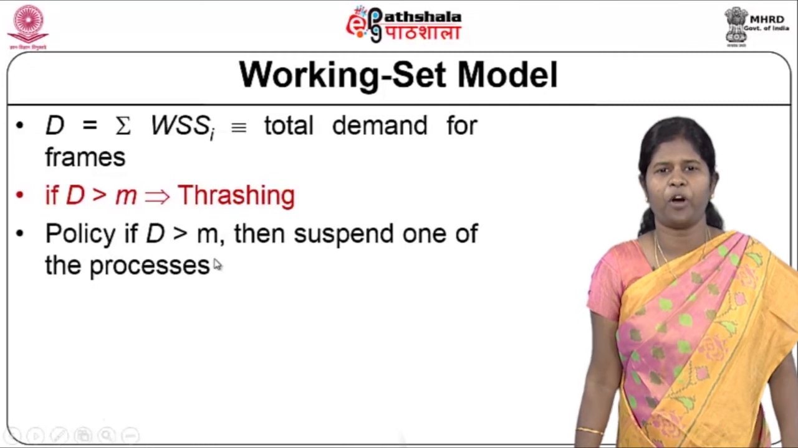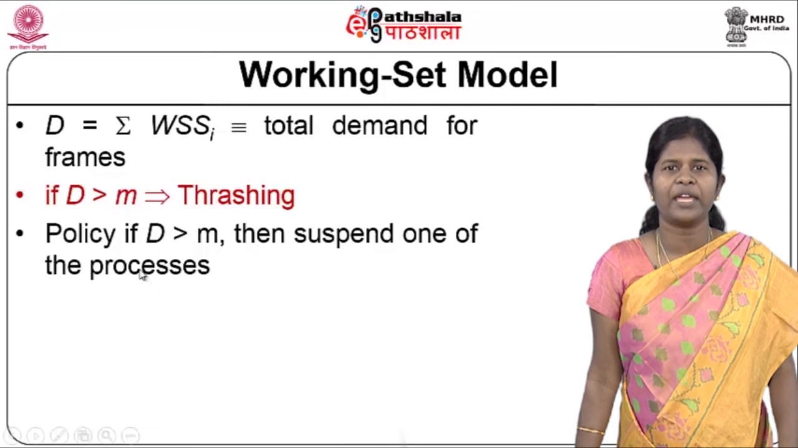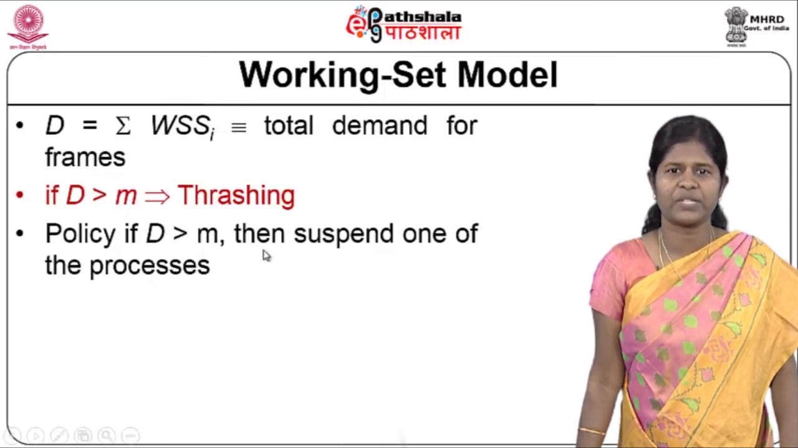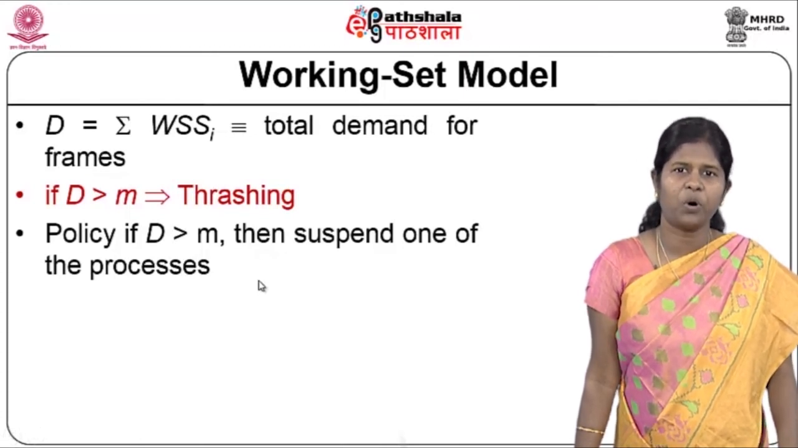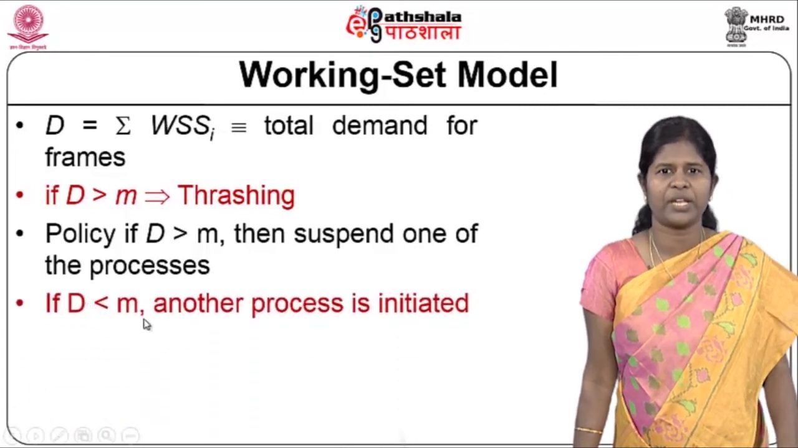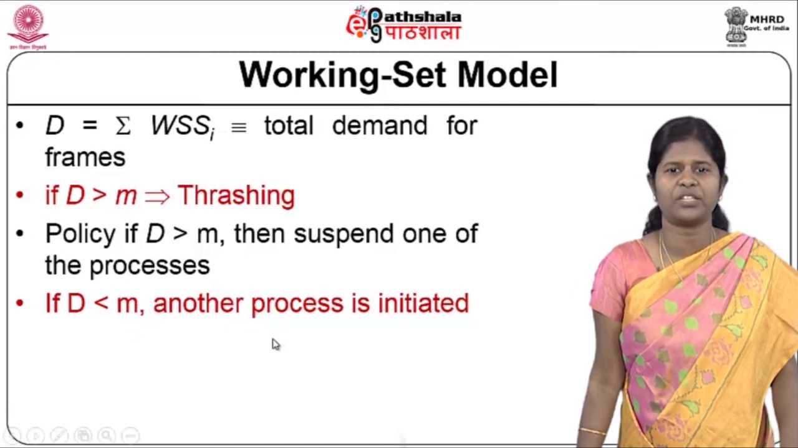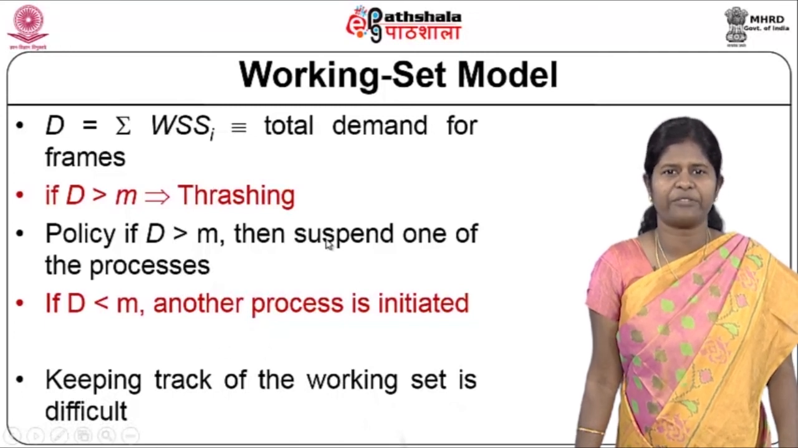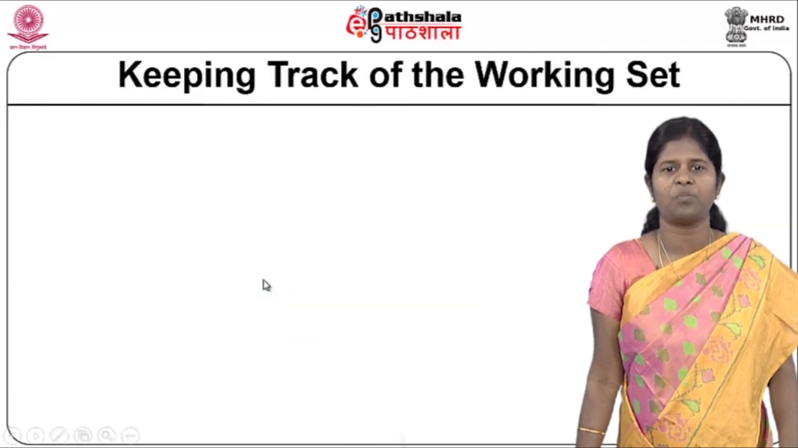So, how to overcome thrashing in this working set model? If the demand goes greater than the total number of frames, then you suspend one of the processes so that you will have more free frames and more space for the other processes. If the demand is much less than the total number of frames available, then you can initiate one more process. However, keeping track of the working set is difficult. There is a problem with practically implementing this working set model.